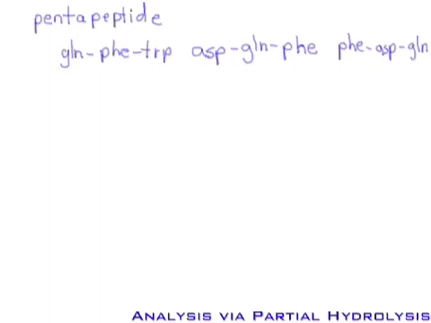Now, we can use these fragments to create a puzzle, if you like, in which we can assemble a pentapeptide. In other words, for example, I would write down my glutamine, phenylalanine, and tryptophan here.